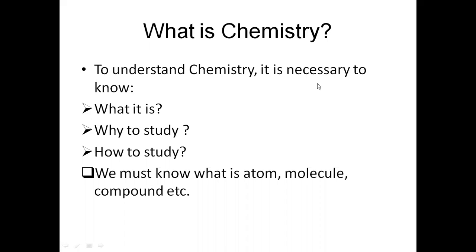Study of various reactions and compounds. Reaction and compound. Study of reaction and compound. Okay, very good. Anyone else? It is a branch of science which deals with the study of organic and inorganic chemistry, that is called chemistry. Okay, very good.